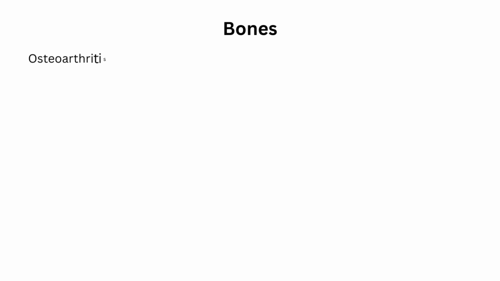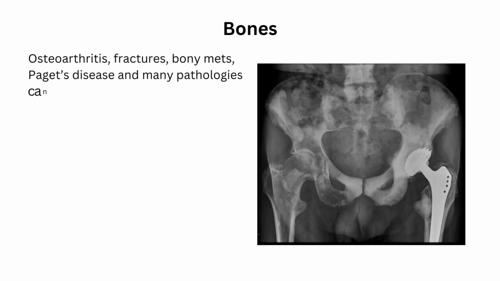In abdominal X-ray, a large variety of bones can be seen. These bony structures are useful as landmarks. A wide range of bony pathologies can be identified on abdominal X-rays, such as osteoarthritis, fractures, Paget disease, and bony metastasis. Here, what we are seeing is a sclerotic bony mass in a male patient with prostate cancer.